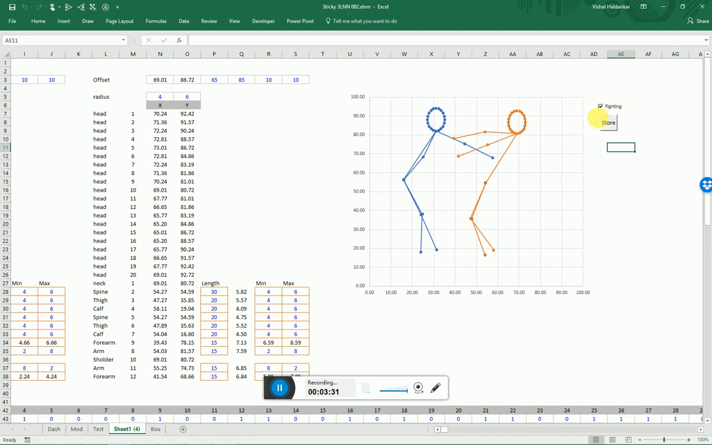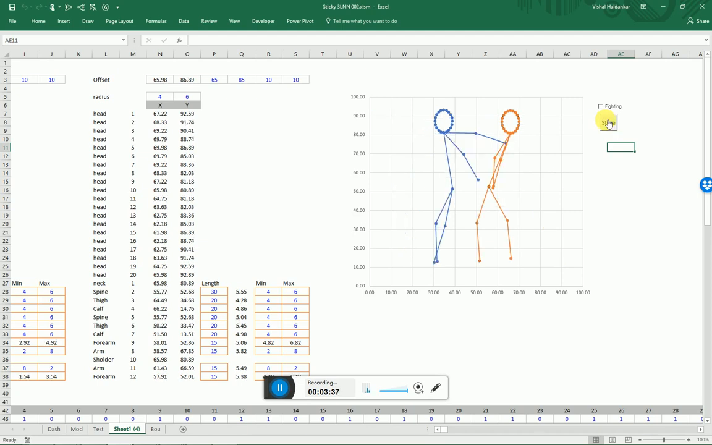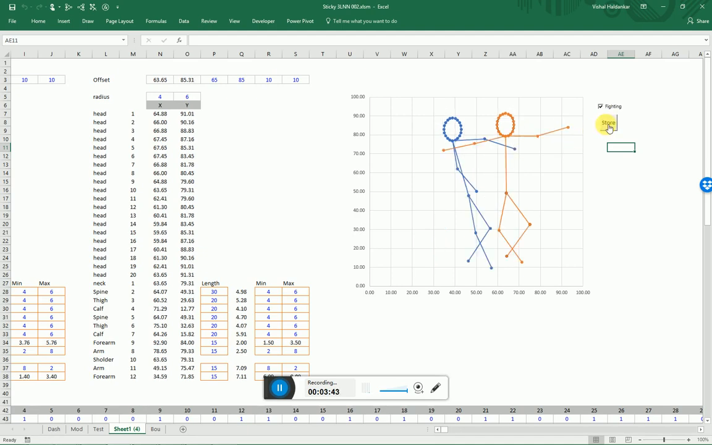So I think that is difficult. I think that might be dancing, actually. So I'm going to call that dancing. Dancing, definitely. I think fighting, body posture, the fist. So I'll store that one as fighting.